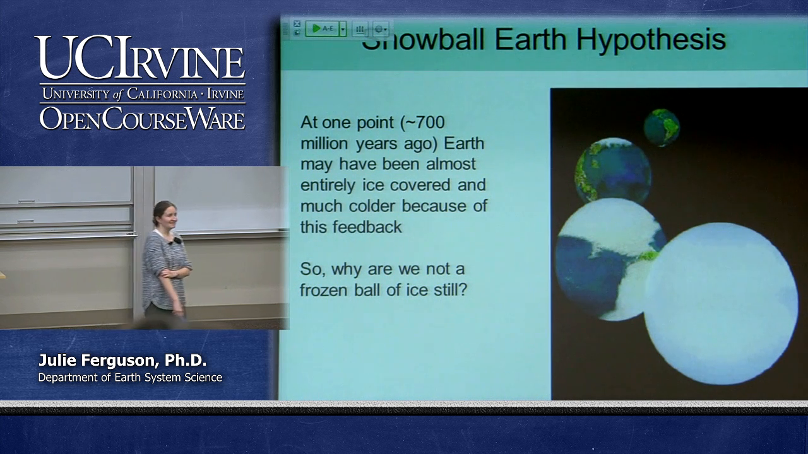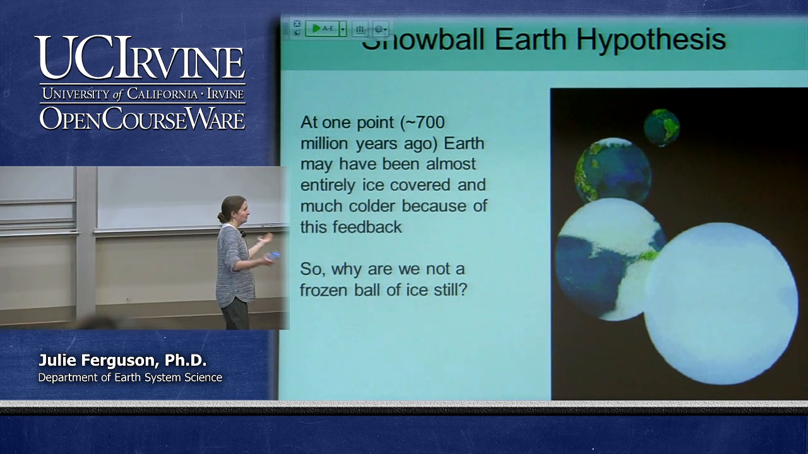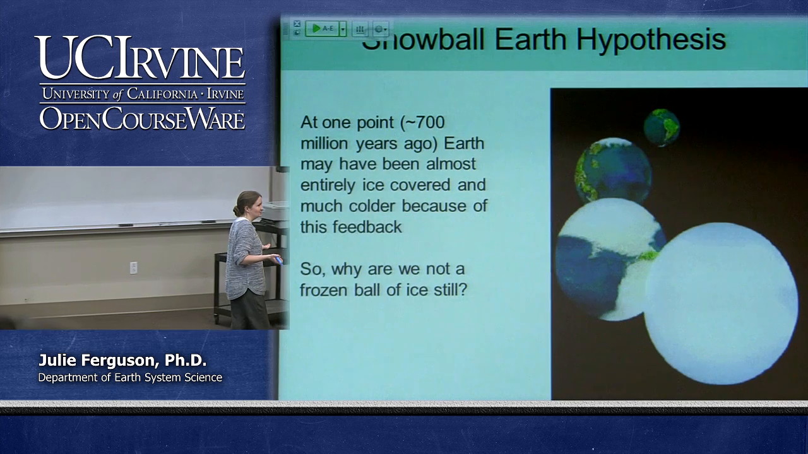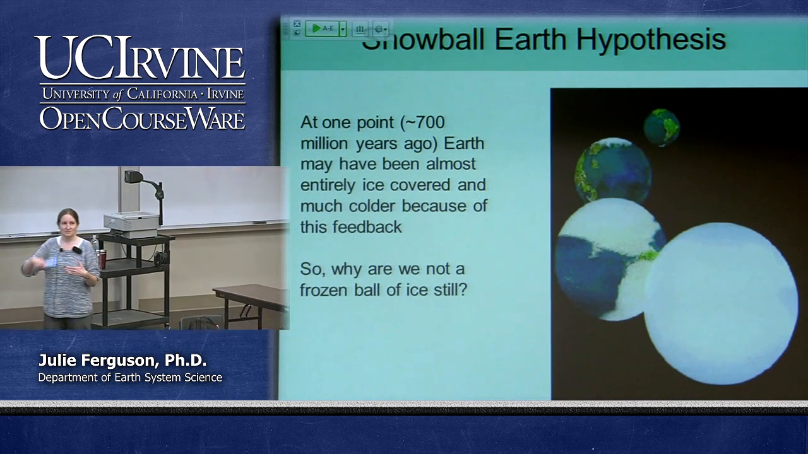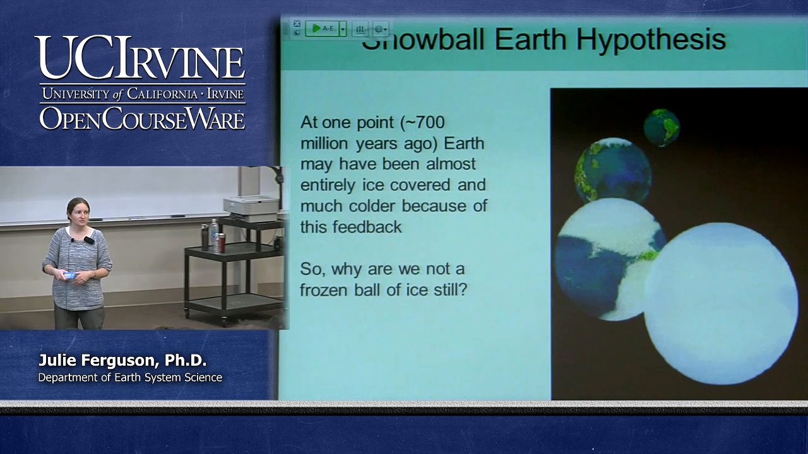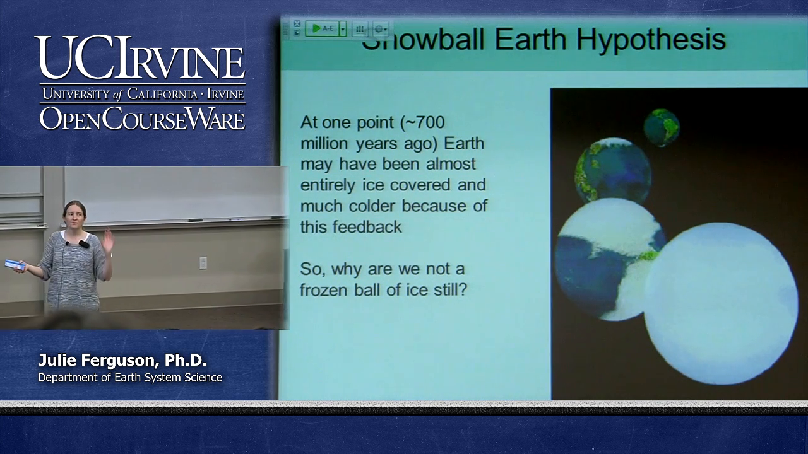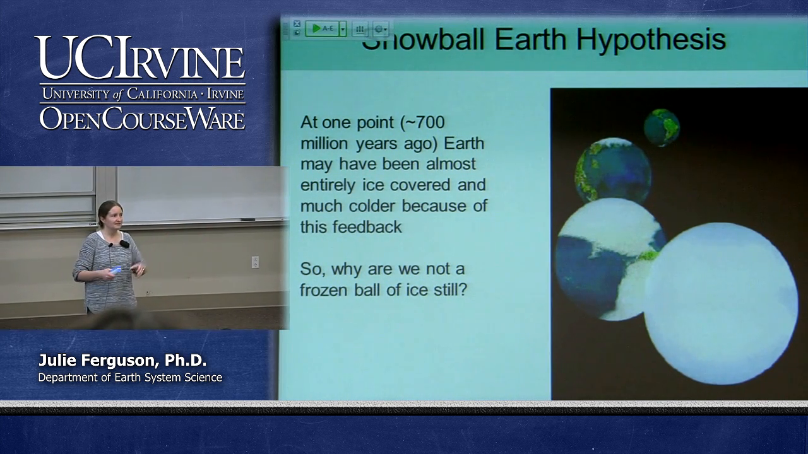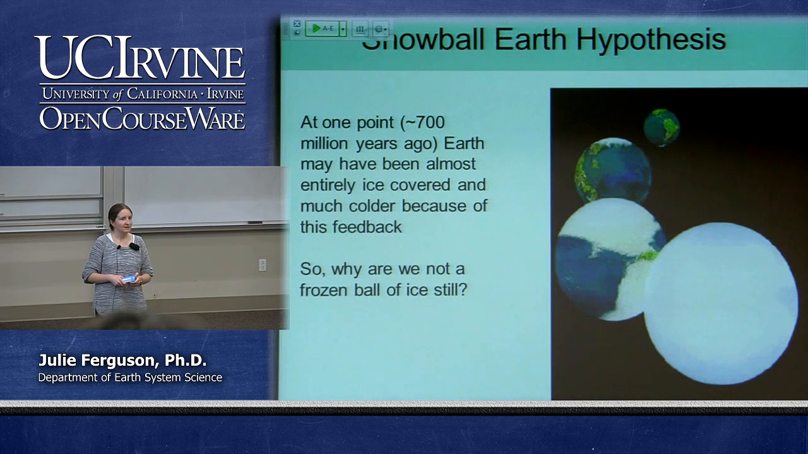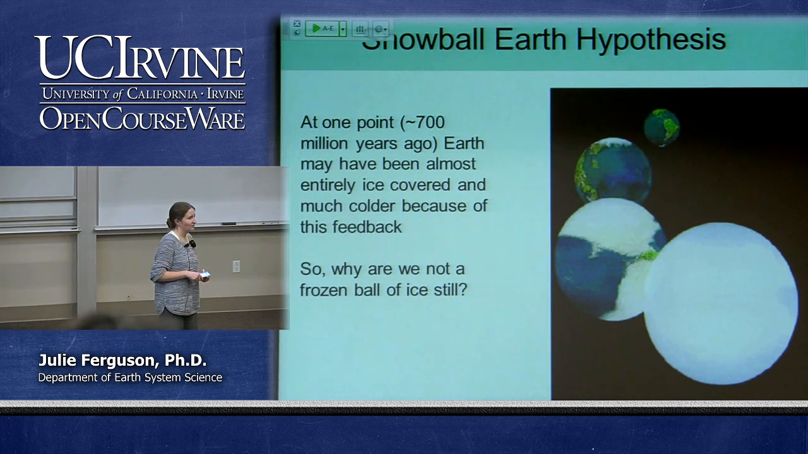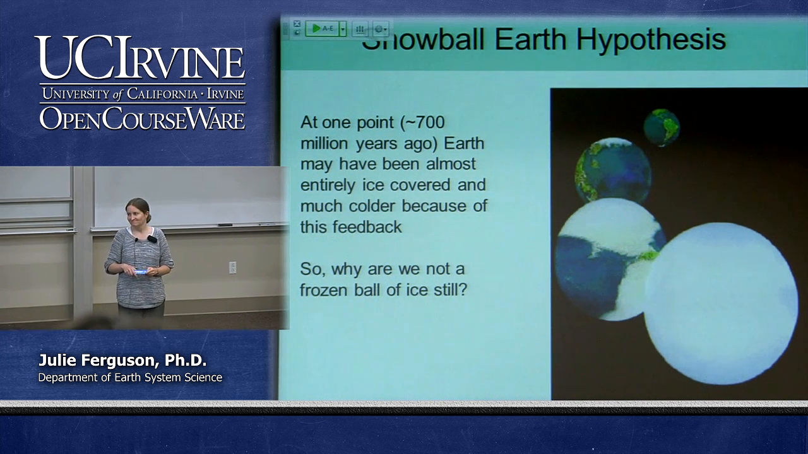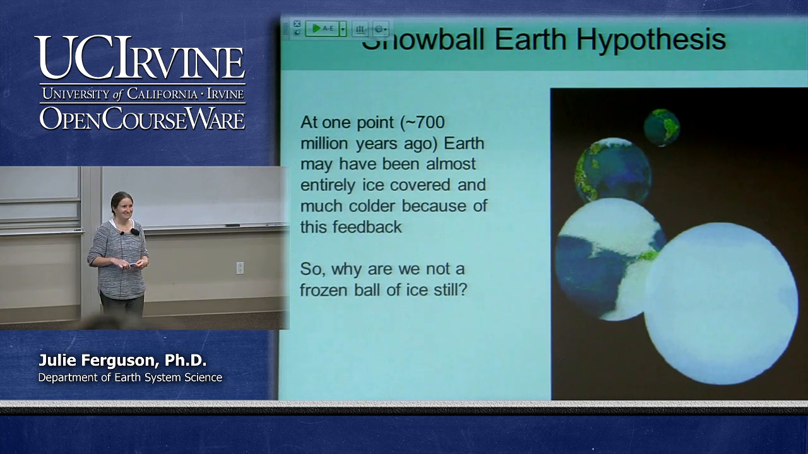And the question that I didn't get to ask at the end was, well, why are we still not a frozen ball of ice and snow? If I said that there's this positive feedback and it just keeps getting colder and colder, what else, other than things like reflecting sunlight out to space, what else might change on Earth that might mean that we're not trapped forever as a ball of ice and snow? Yeah.